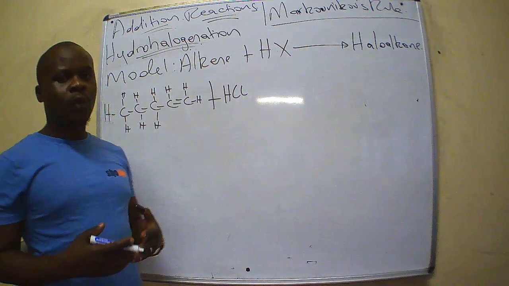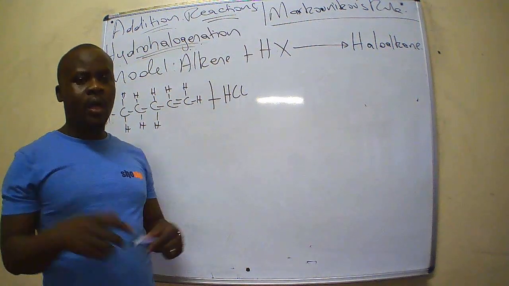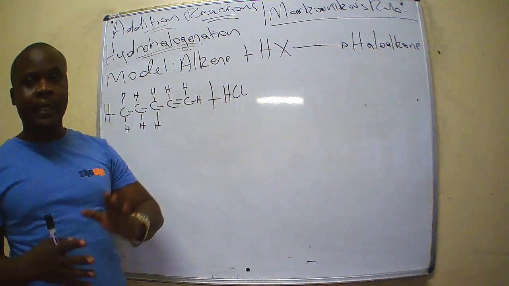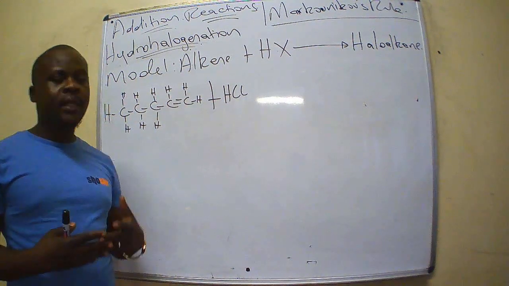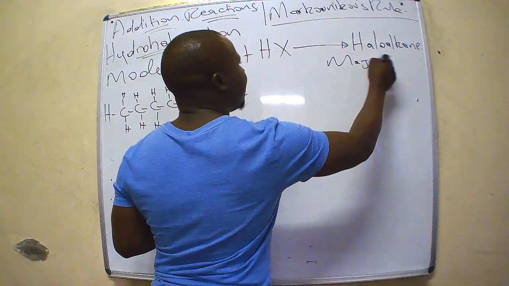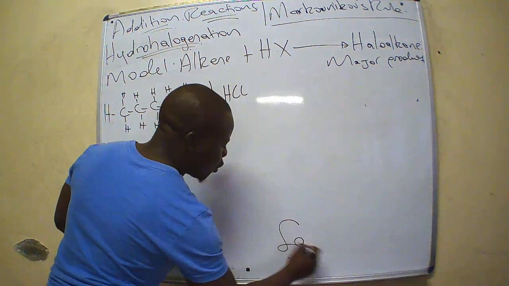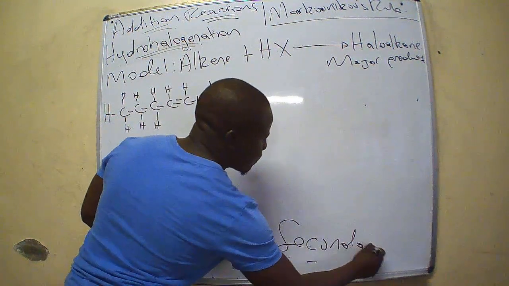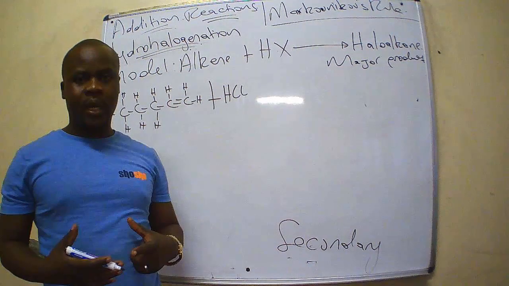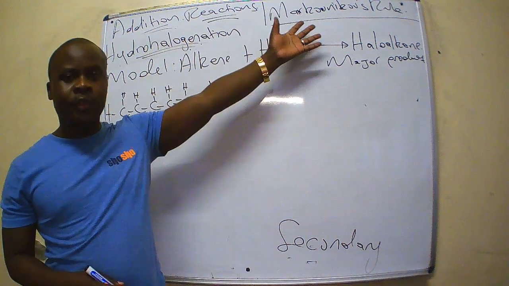So before we can continue, at this step, I want you to understand that there is a rule that you need to apply, because in this case, two products are possible. Two products, one which is called a major product, and another which is called a secondary product. Now, how do we get a major product? We apply what is called Markovnikov's rule.